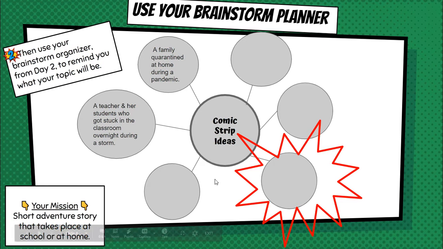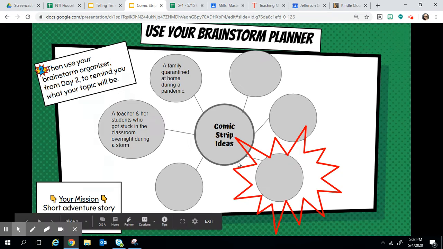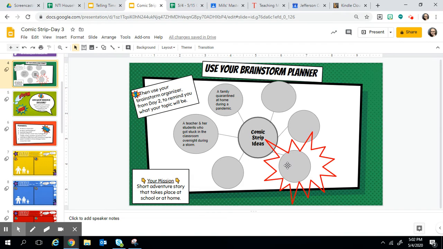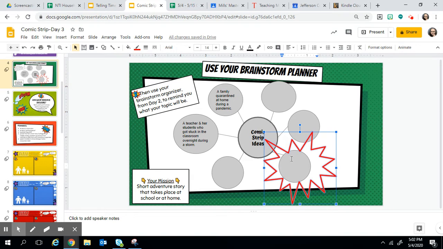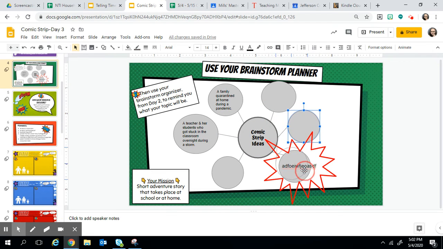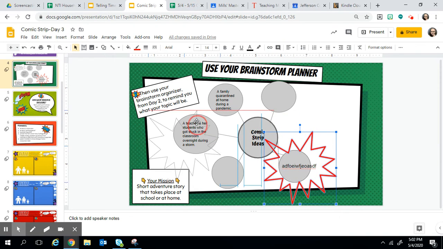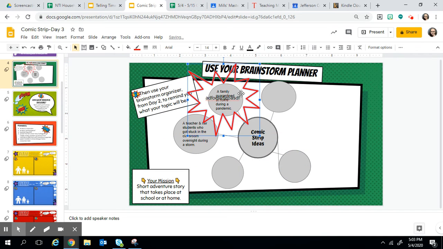But here, what I'm going to have you do is click on the circle and type in your idea so that you have that as your reference, and you can always come back to this slide. Okay, maybe you chose, oops, maybe you chose that one. Well, then you could do that one instead.